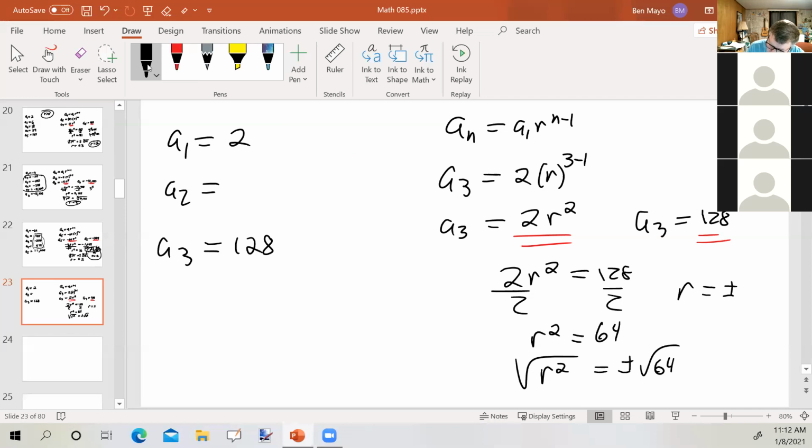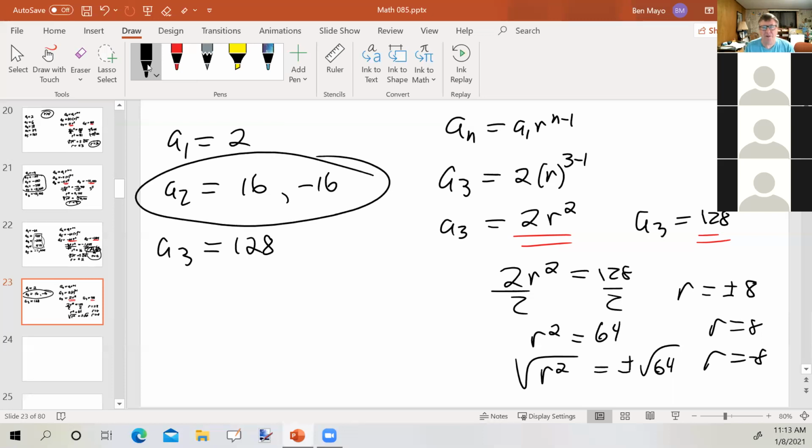I want to say 8. So 8 times 8 is 64. Negative 8 times negative 8 is 64. Now, here's the problem. In some of the other questions, they told us specifically r was positive or r was negative. The means were positive, the means were negative, 2 of one or the other. They don't give us any hints here. So we have to actually consider both possibilities. If we take r equals 8, we get 16, and then 16 times 8 is 128. But if we take r as negative 8, we get negative 16. And then negative 16 times negative 8 would still be 128. So in fact, we get 2 possible answers for that geometric mean: 16 or negative 16.